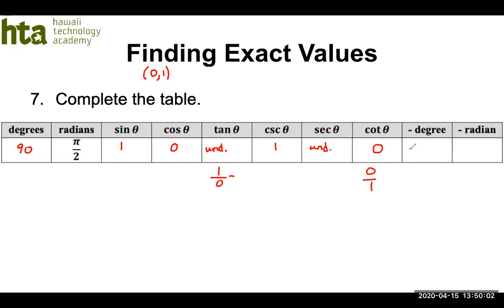All right, what if I went negative? Well, 90 minus 360 is negative 270. And pi over 2 minus 2 pi would come out to negative 3 pi over 2. All right, so using that unit circle to complete the table.